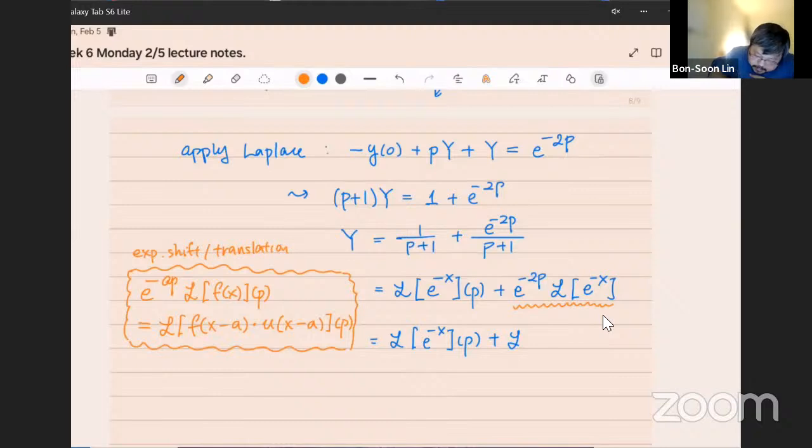Okay. So we have, this is the Laplace transform of e to the minus quantity x minus 2 times u of x minus 2, evaluated at p.